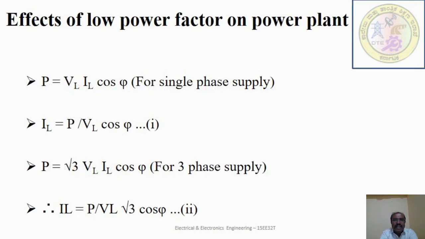Next, we will discuss the effect of low power factor on power plant. In electrical engineering, the power factor of an AC electrical power system is defined as the ratio of real power absorbed by the load to the apparent power flowing in the circuit. Power factor is a dimensionless number, in the interval from minus 1 to 1. A power factor of less than 1 indicates voltage and current are not in phase, reducing the average product of the two.